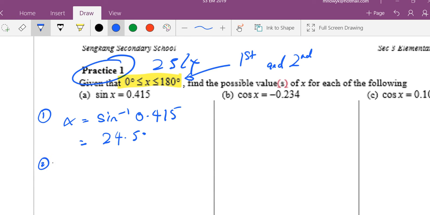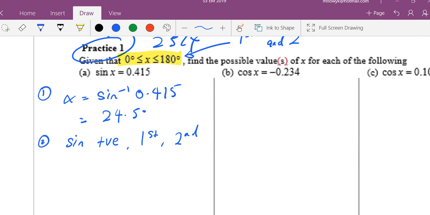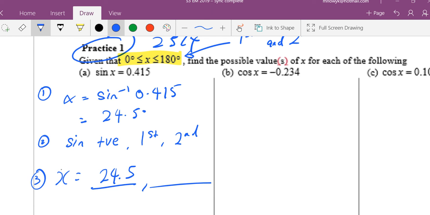Sine is what? Positive. That means what? In first and second. Now you see the link already. Because it is first and second, I say that X must have 2 answers. The first one is alpha itself. The second one is 180 minus alpha. So the answer is this.